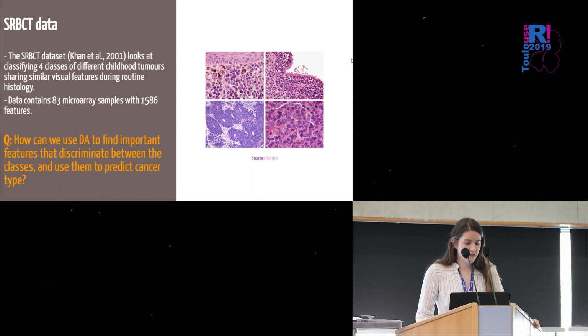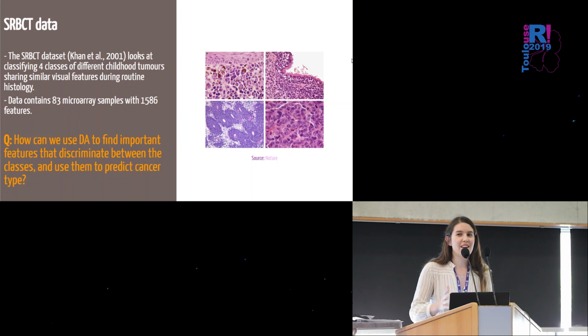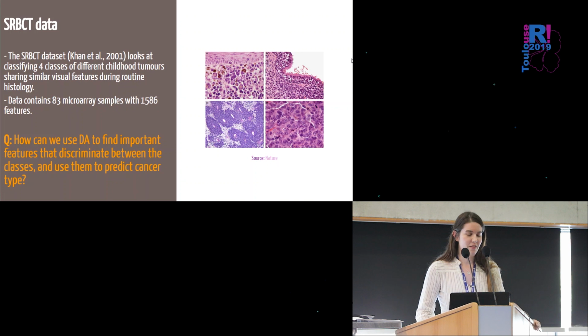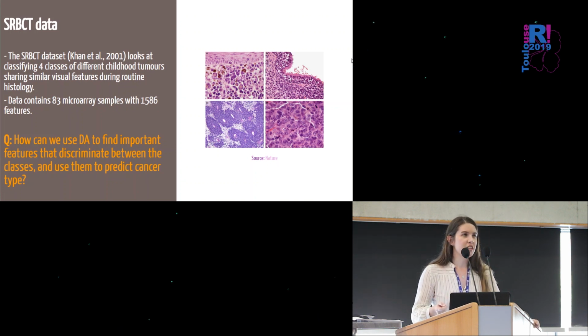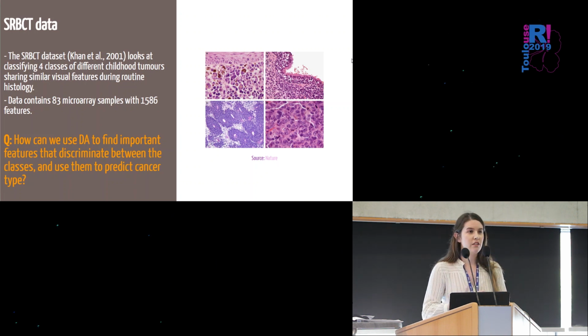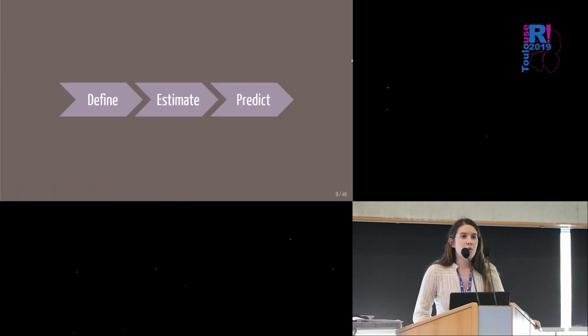It contains 83 microarray samples with nearly 1,600 genes, so it's quite wide, and it's not even the widest that we see in bioinformatics. But how can we use DA now to find important features and classify new samples for their cancer type if this is too wide for normal DA? What we're going to first do is define what a discriminative feature is. We're going to estimate the properties of these features and then use this to predict a new cancer type.